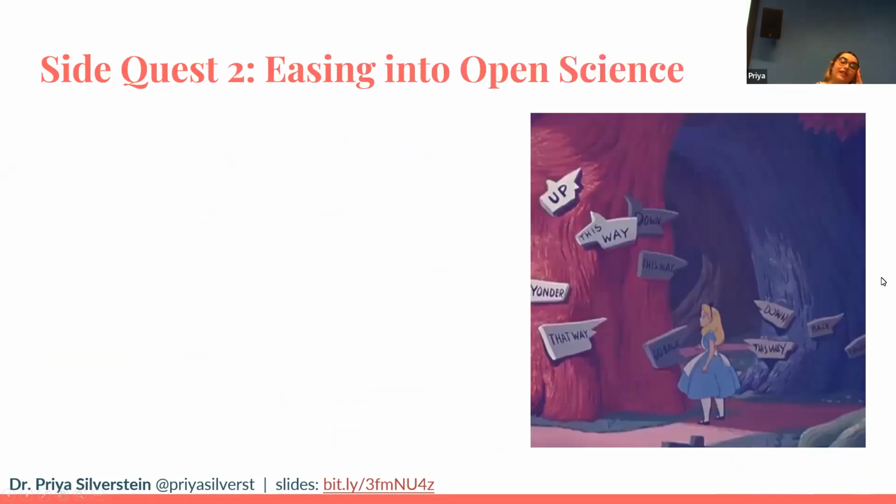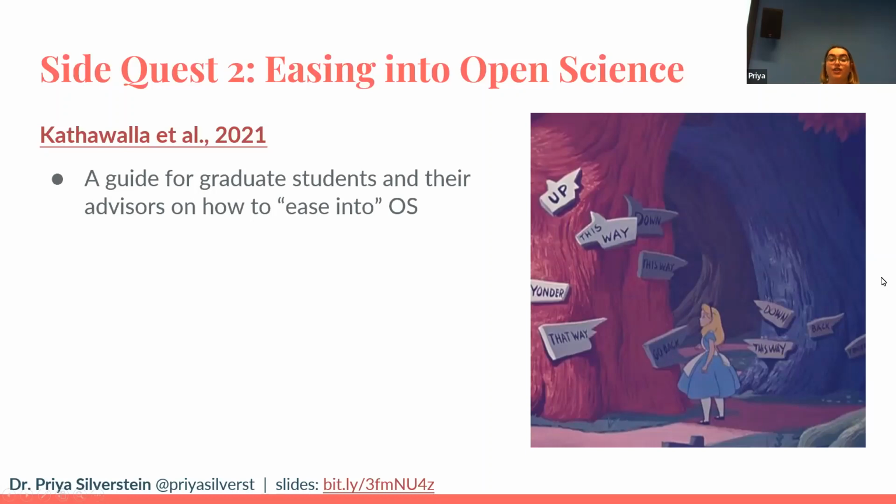So then I had a second side quest. After all of this, I had all of these things that I'd learned about open science and all these things that I wished I'd known at the beginning of my PhD. And so basically with some great co-authors, we wrote a guide for graduate students and their advisors on how to ease into open science. So we looked at the what, the why, the how, and the worries of a range of different open science practices.